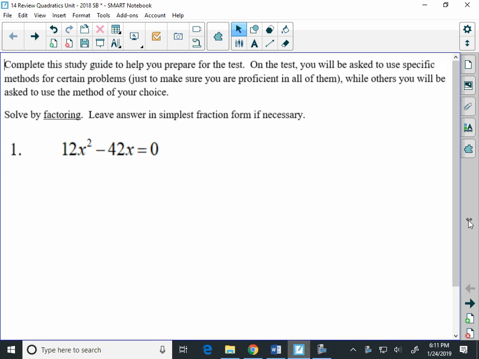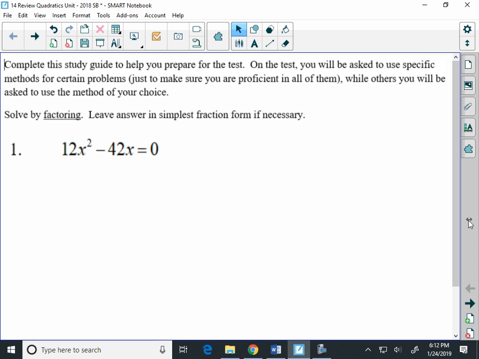This is our test review for the quadratics, solving quadratics unit. And the first method that we talked about for solving quadratics is to solve by factoring. And remember, once we solve by factoring, we want to leave our answer in simplest fraction form. But first of all, what we see here on this problem is we've got 12x squared minus 42x. And when we're factoring, we should always ask ourselves, do we have a greatest common factor?